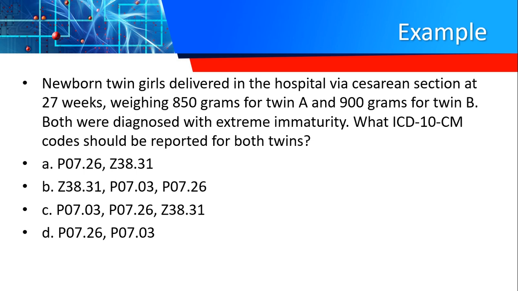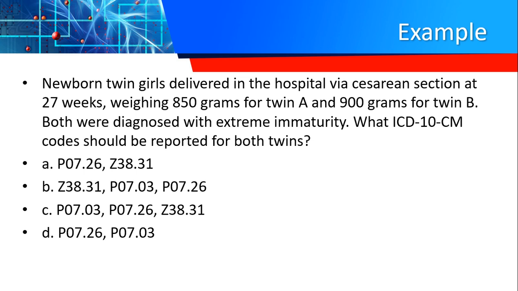Okay, so here's the example before. Newborn twin girls delivered in the hospital via cesarean section at 27 weeks, weighing 850 grams for twin A and 900 grams for twin B. Okay, so both were diagnosed with extreme immaturity. What ICD-10-CM code should be reported for both twins? We're talking about both twins.